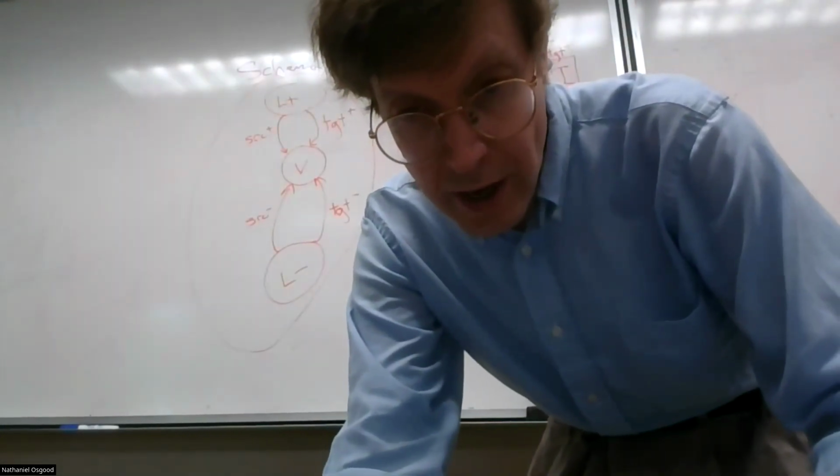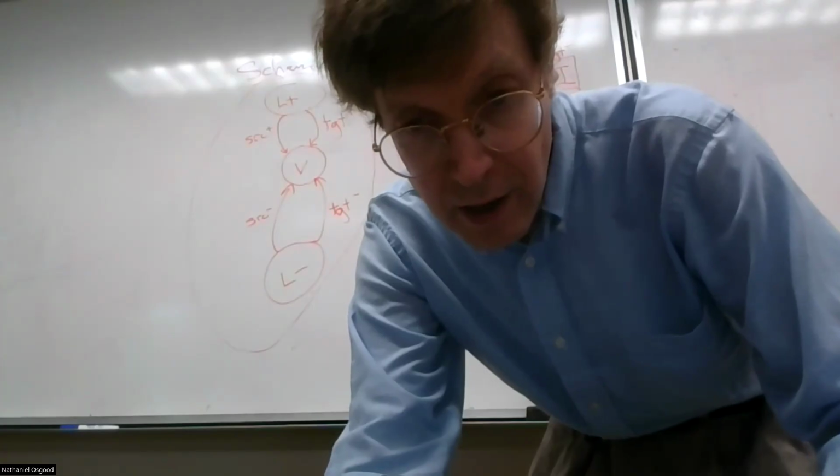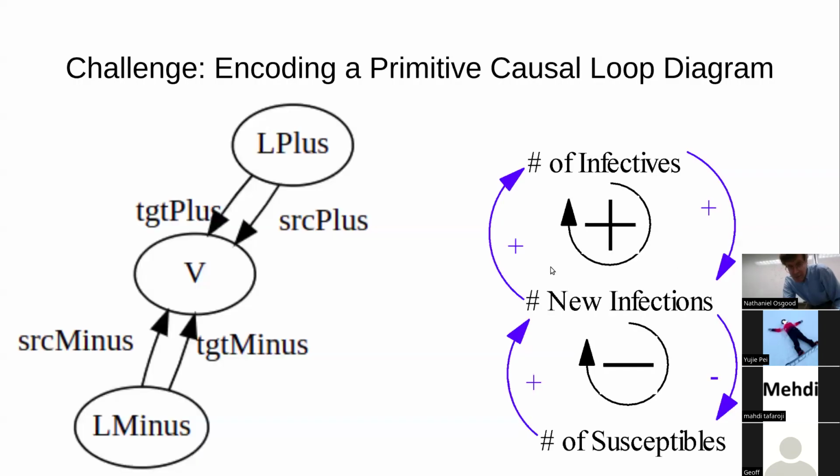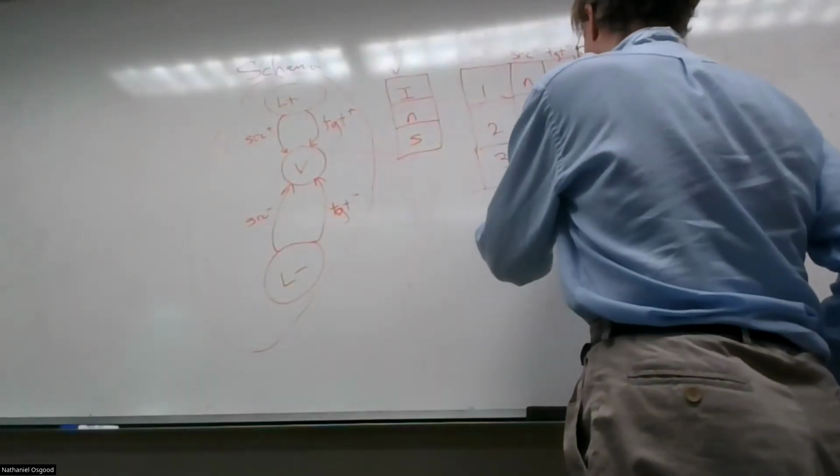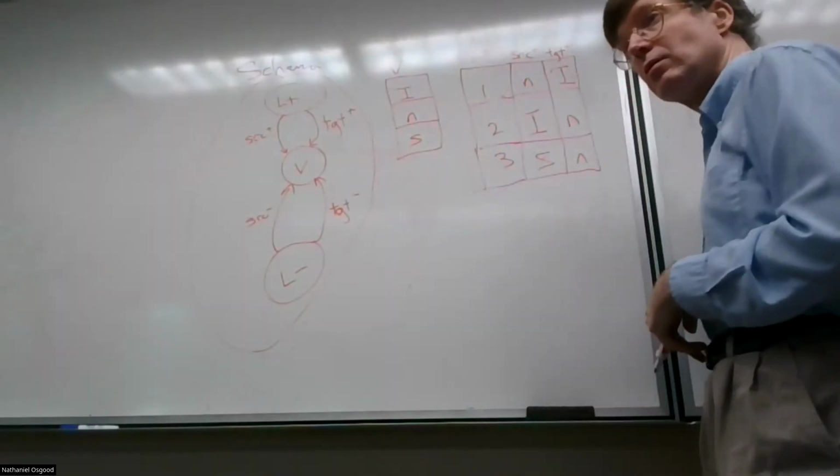Okay, link 2. To be clear, we just did this one. Now we're going to do this one. It comes from I, goes to N. And this one down here goes from S to N. Okay, good. We good with this?